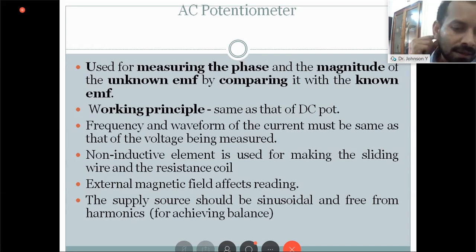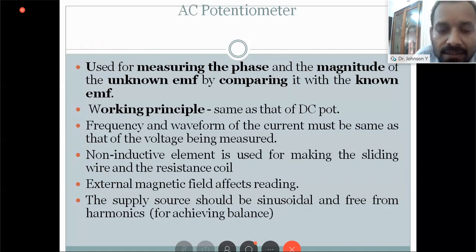And here some conditions we have to match. One is the frequency and waveform of the current must be the same as that of the voltage being measured. If they are at different frequencies or of different waveforms, what happens? We can't compare. So the frequency should be the same, but a phase difference may happen. Frequency and waveform should be the same.